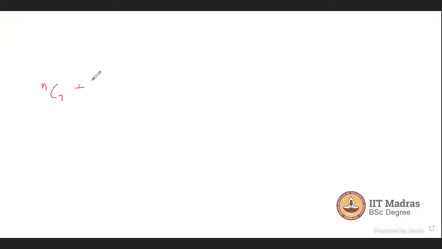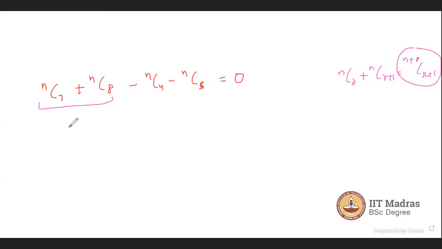I think nC7 plus nC8 minus nC4 is the question, right? nC5. Yes, sir. As we know, this identity: nCr plus nC(r+1) is (n+1)C(r+1). If you don't know, you can still do it by opening it. So it becomes (n+1)C8, because here r equals 7. For this, if I take minus common, then it will be nC4 plus nC5, which will become (n+1)C5, and is equal to 0.